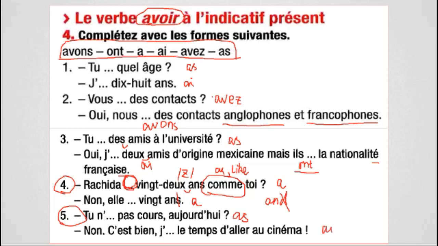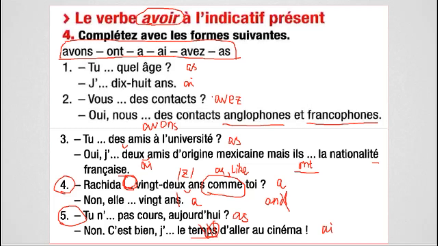J'ai le temps d'aller. Le temps. All this we don't pronounce. Just like that. How to say that? We don't pronounce this. Le temps. And this one is not an m, but you need to pronounce it with your nose.